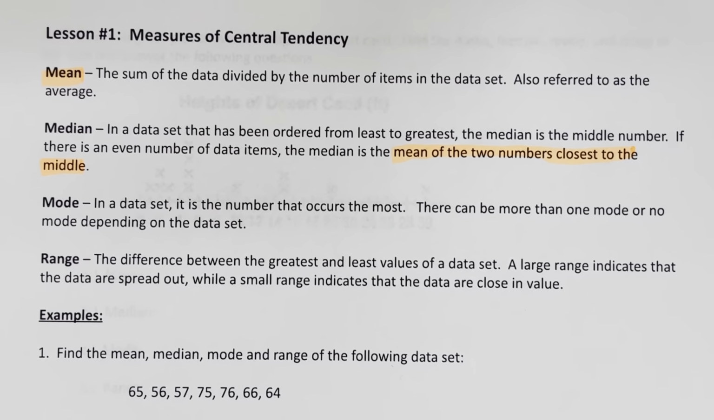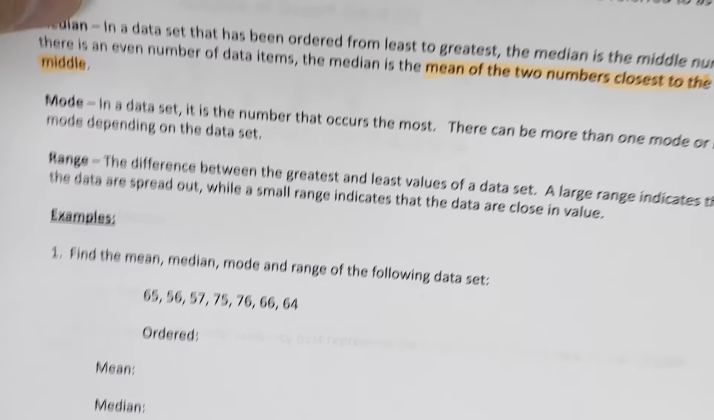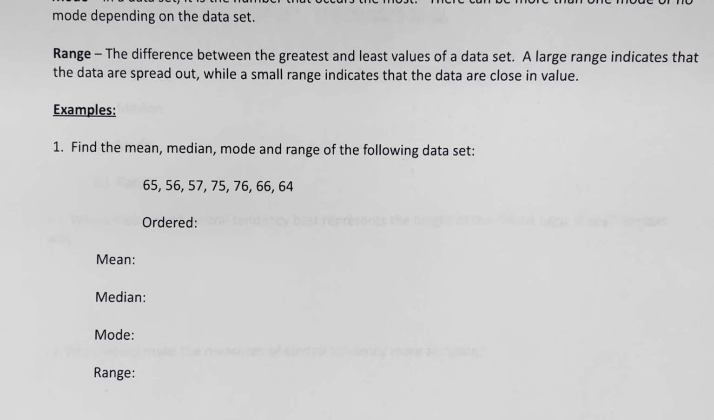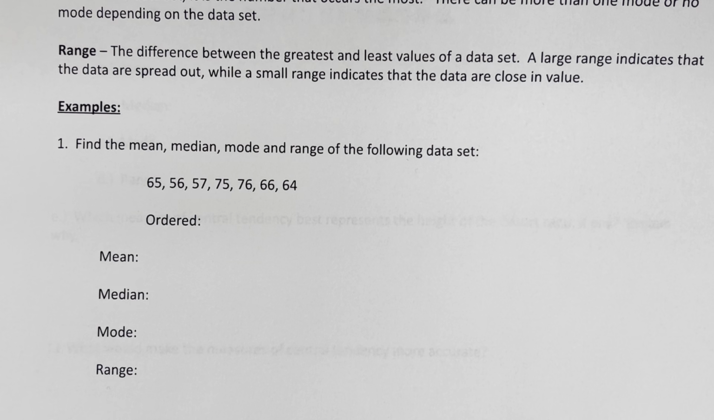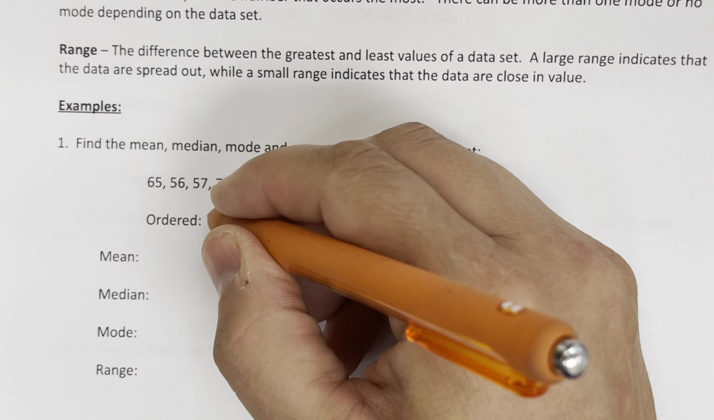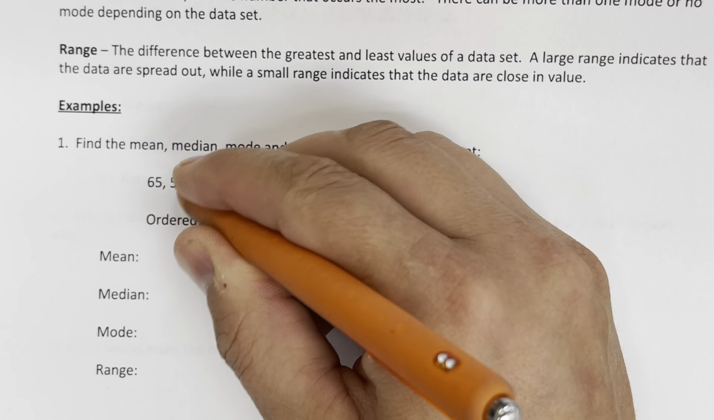So we are first going to take a look at a set of numbers, and we are going to find the mean, the median, the mode, and the range. So first step is to order the numbers from least to greatest. And for us to order them from least to greatest, I'm going to start with the smallest one, which is 56. And I'll cross that one off.